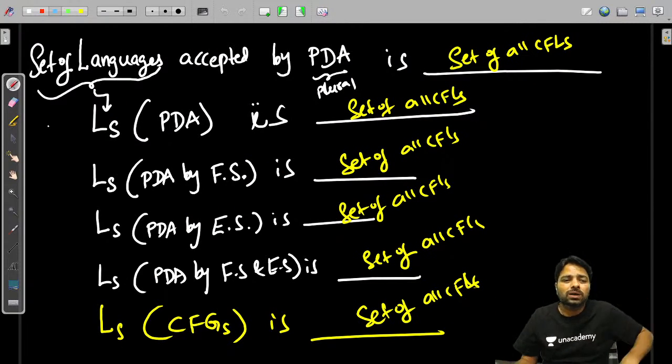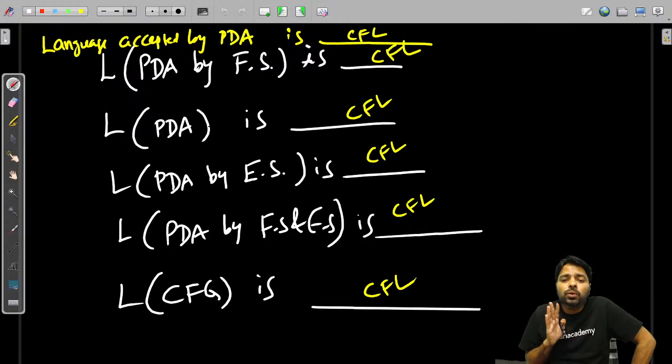You can take any CFG in the world. That doesn't matter. Clear? If you are not able to understand this line, stop here. Please don't continue this chapter anymore. First understand these words. Okay, fine.